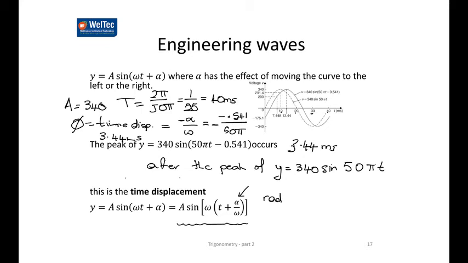The curve that we're looking at here, y equals 340 sine 50 pi t minus 0.54, is lagging the unshifted curve because it starts later. So it lags.